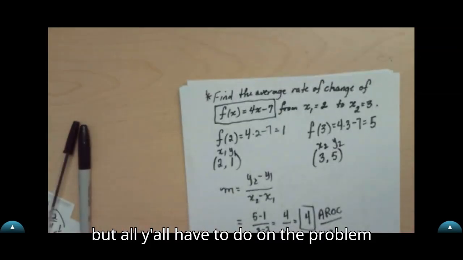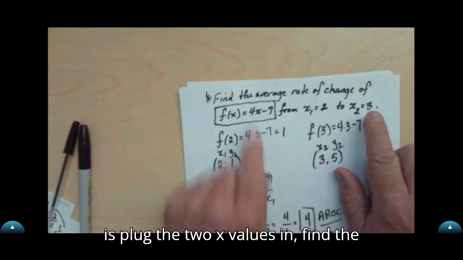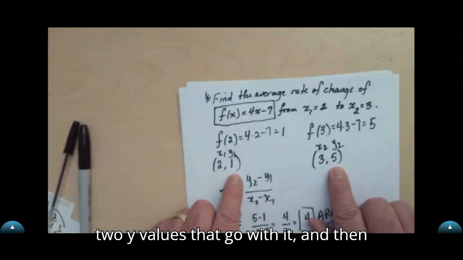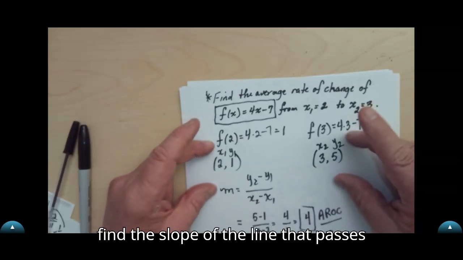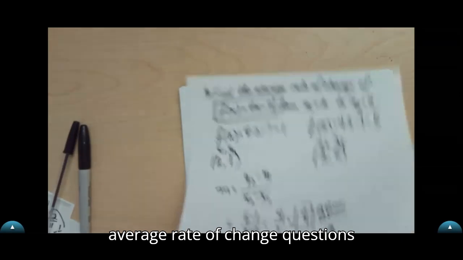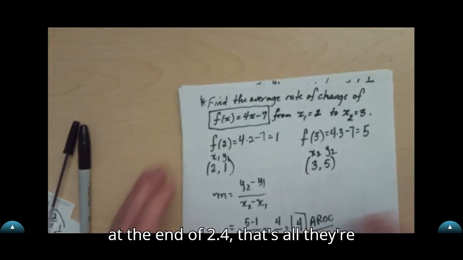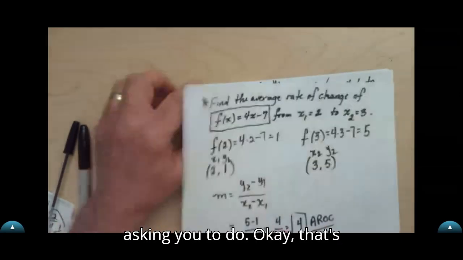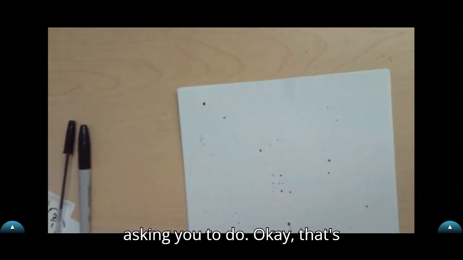But all y'all have to do on the problem is plug the two x values in, find the two y values that go with it, and then find the slope of the line that passes through those points. When you see those average rate of change questions at the end of 2.4, that's all they're asking you to do. Okay, that's all I got.